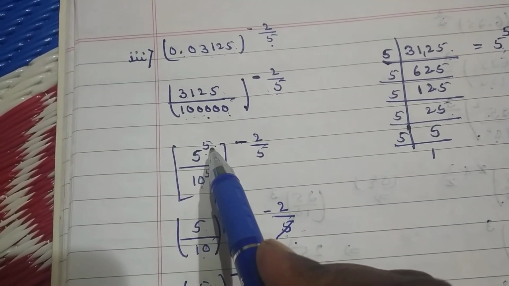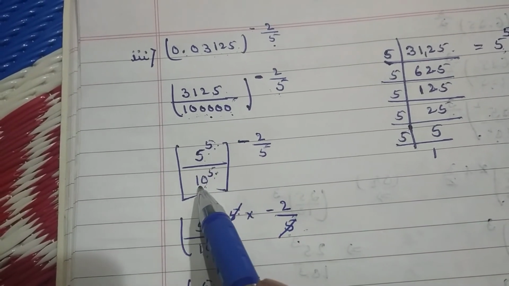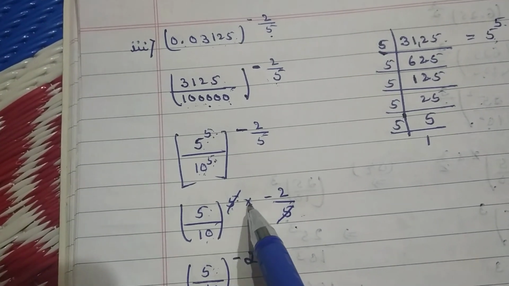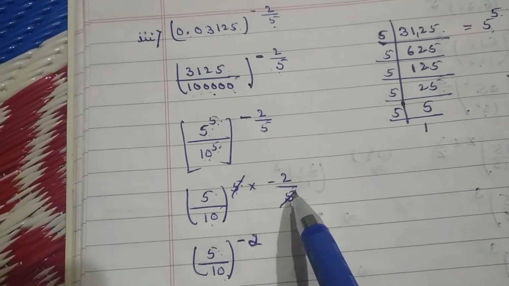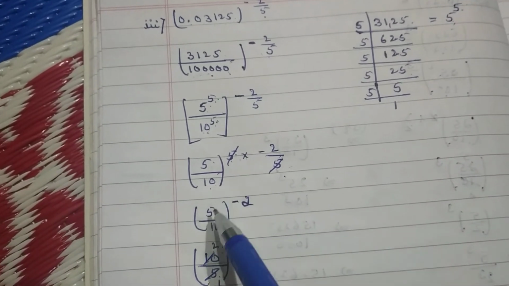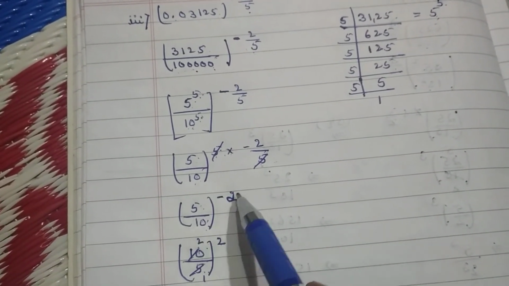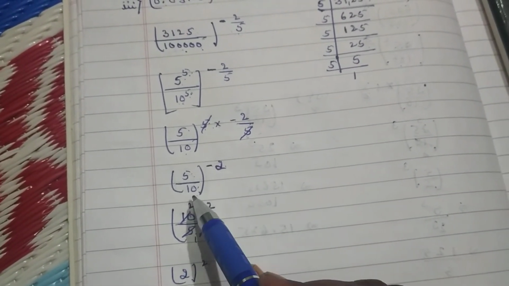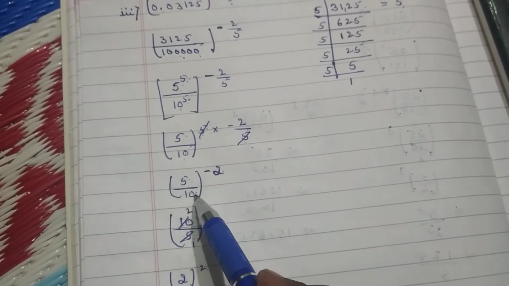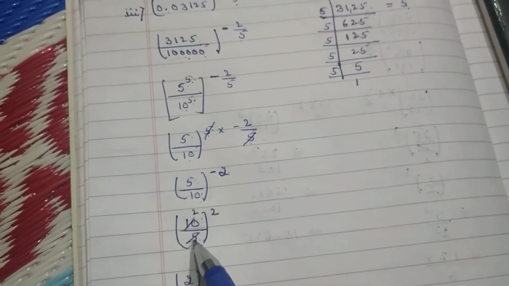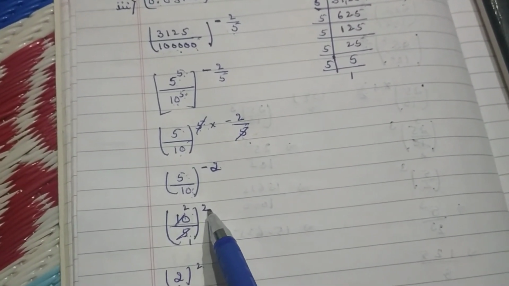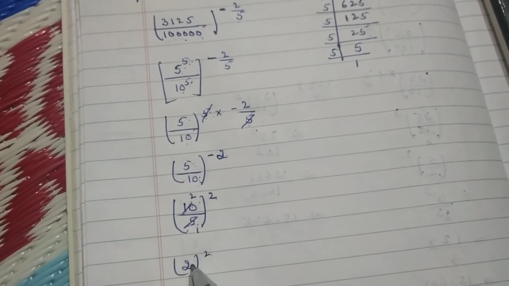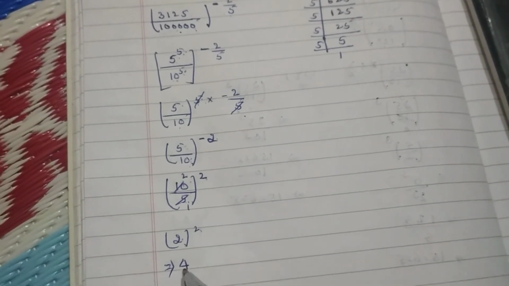Applying the exponential law, a power m divided by b power m is nothing but a by b whole to the power of m, into minus 2 by 5 as it is. 5 and 5 get cancelled, we get 2 by 10 whole to the power of minus 2. Removing the negative sign by taking the reciprocal of the base 5 by 10. The reciprocal of 5 by 10 is nothing but 10 by 5 whole to the power of 2. Cancelling with the same factor, 5 1s are 5, 5 2s are 10, you will get 2 to the power of 2, which is nothing but 4.